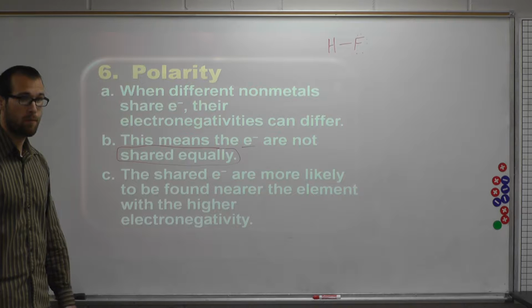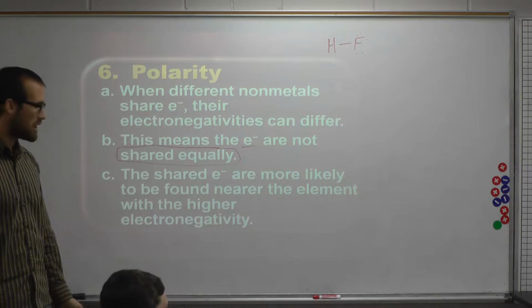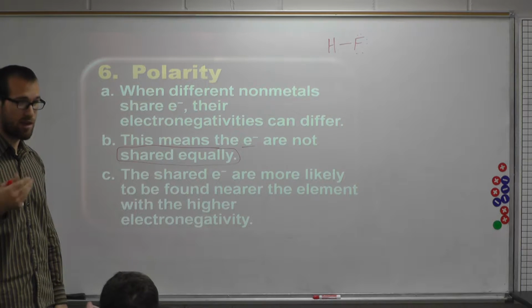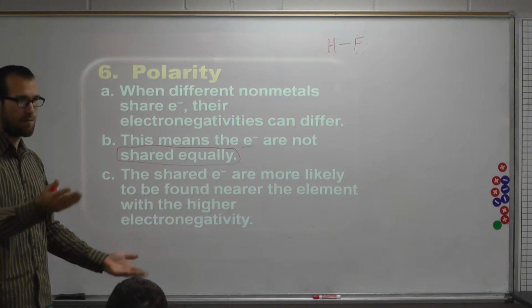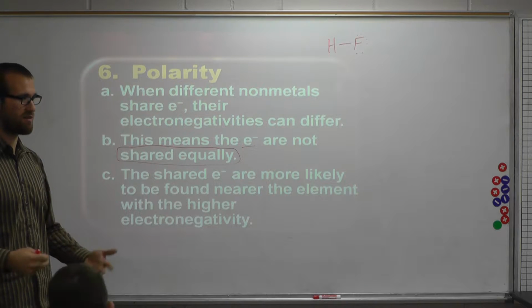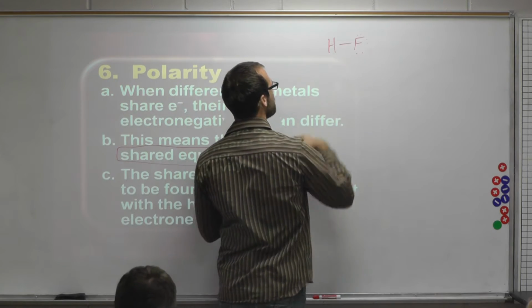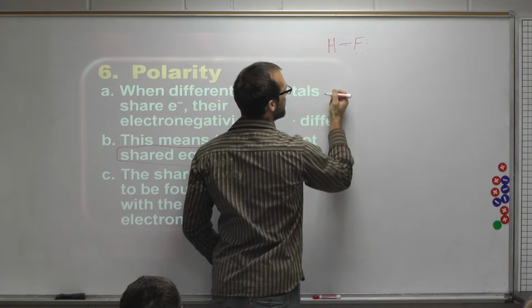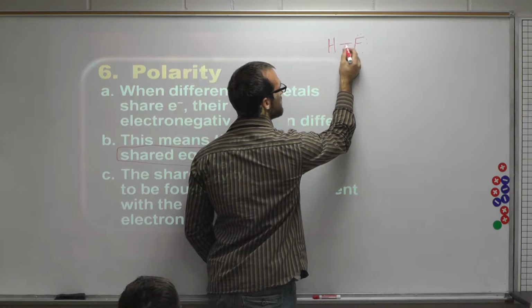Why? So, what does electronegativity mean? How strongly they pull. Right? Or attract, same thing. If you strongly attract something, you have a strong pull for it. Okay, so these two electrons here are being bonded. This has a stronger pull than this. Does this mean these electrons are going to sit right in the middle?